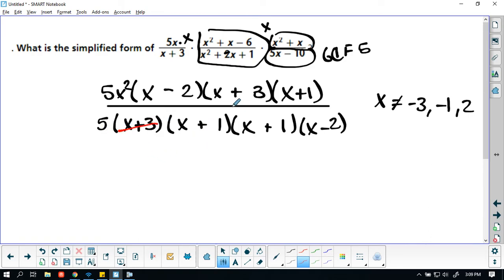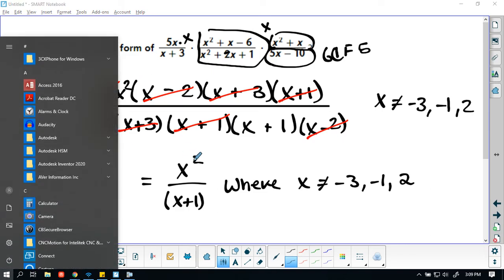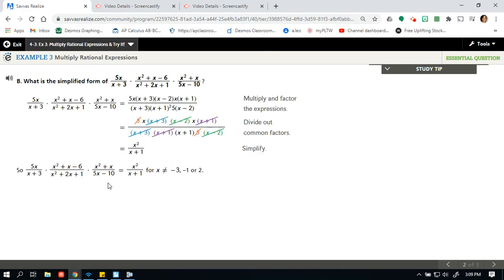All right, so let's do this slashing things out business. The 5's could be slashed out. So we are left with x squared over x plus 1, where x cannot equal -3, -1, and 2, because we're finding the equivalent. Sorry about that. So here's my solution. Here is what it cannot be: x squared divided by x plus 1.